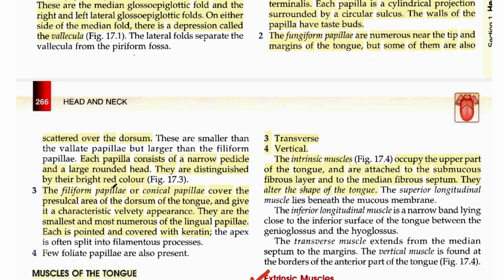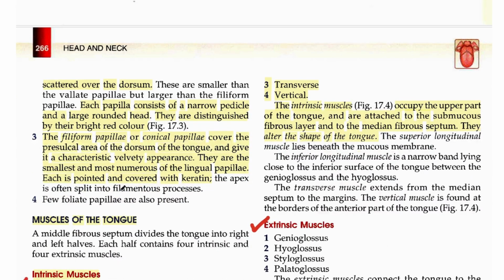Then come the filiform papillae, or the conical papillae, that cover the presulcal area of the dorsum of the tongue and give it a characteristic velvety appearance. So first write the introduction of the tongue, the different parts of the tongue, and then the papillae of the tongue. I have also made an MCQ video about the different papillae of the tongue. You can also go through that video.